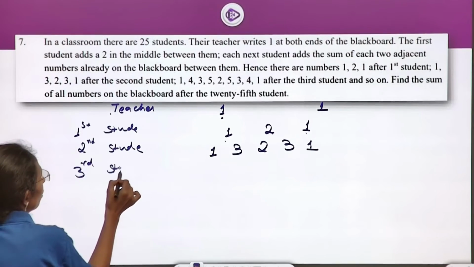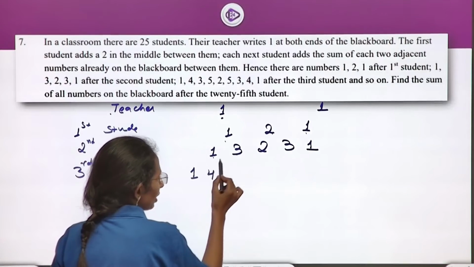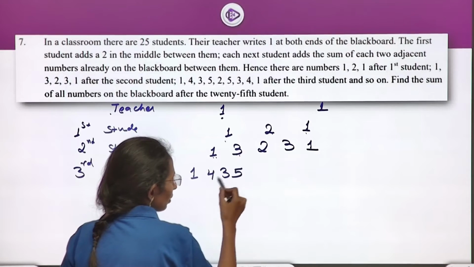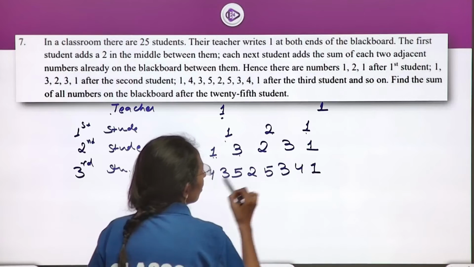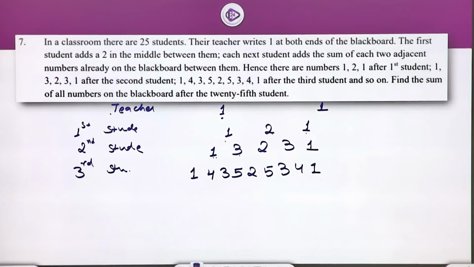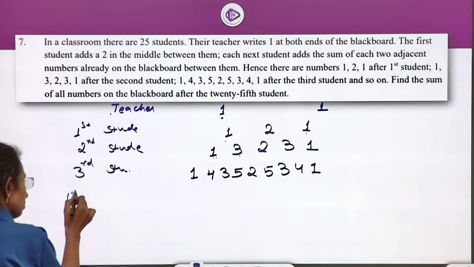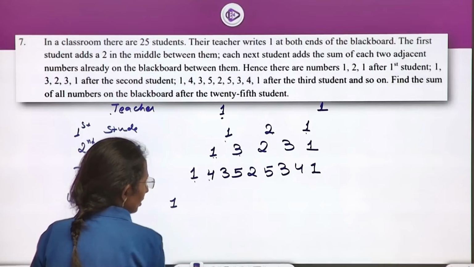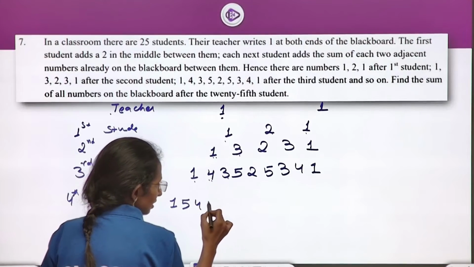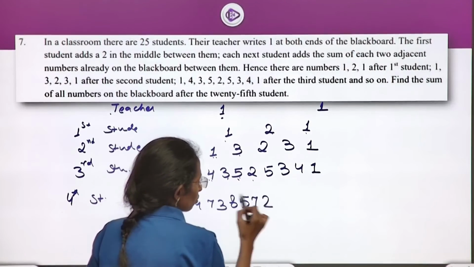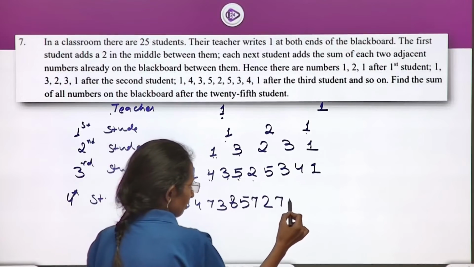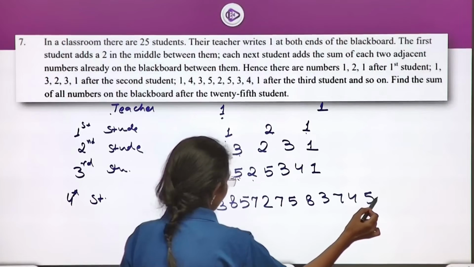The third student: 1, now 1 plus 3, 4 in between 1 and 3, then 3, then 3 plus 2, 5 in between them, then 2, then again 5, then 3, then 4 and 1. Now, after the third student and so on, find all the numbers on the blackboard after the 25th student. So I'm taking one more term, the fourth student. He writes 1, then 1 plus 4, 5 over here, then 4, 4 plus 3, 7 over here, then 3, 3 plus 5, 8 over here, then 5, then again 7, 2, and now the numbers get repeated in the reverse form, that is 7, 5, 8, 3, 7, 4, 5, 1.